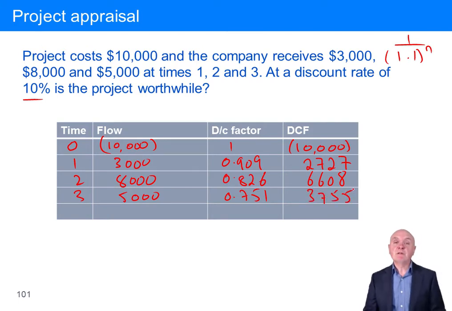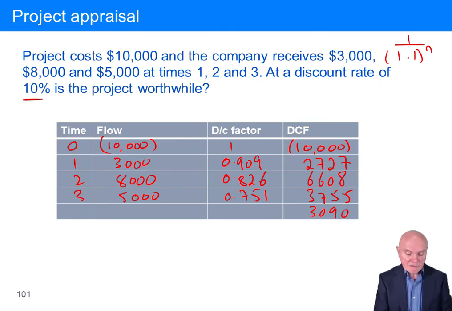And these are all positive because they're inflows. And all we do is we add them up. So we have 3,755 plus 6,608 plus 2,727 minus 10,000, and it's 3,090. And this is called the net present value.